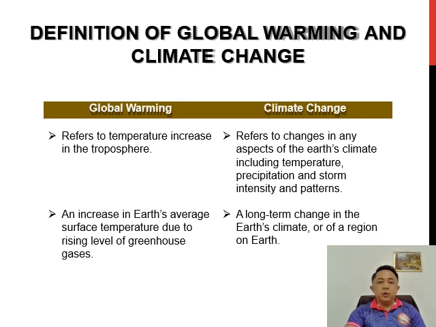Another one is that global warming is an increase in the Earth's average surface temperature due to the rising level of greenhouse gases. What are these greenhouse gases? Those will be discussed later on the succeeding slides. Now let us differentiate global warming from climate change. When we say climate change, it refers to changes in any aspects of the Earth's climate, including temperature, precipitation, and storm intensity and patterns.